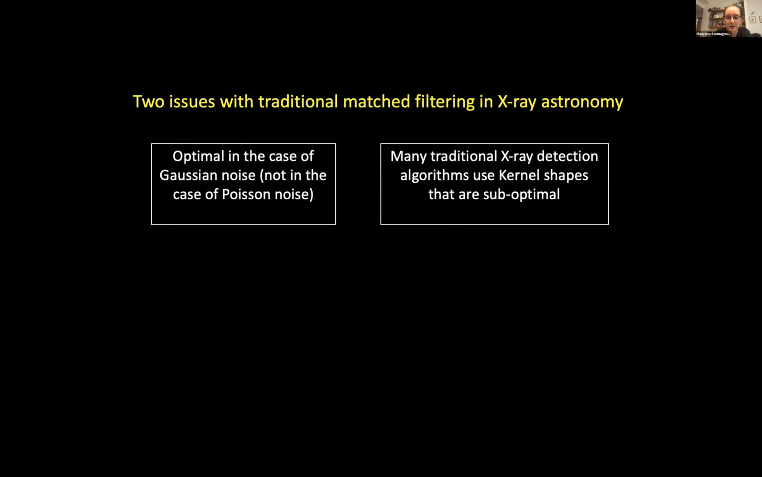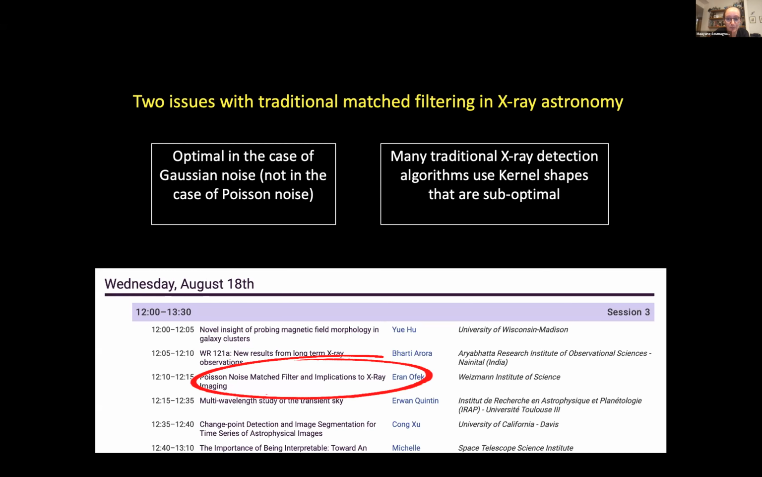And the second issue is the choice of the kernel shape, which happens to be suboptimal in many detection algorithms used in X-ray astronomy. And the solution to both these issues came from a paper from 2018 by Eran Ofek and Barak Zackay from the Weizmann Institute. Eran Ofek will actually present their work at 10 past noon tomorrow, and I will let Eran tell you all about the Poisson noise matched filter they derived and its implication for X-ray astronomy.